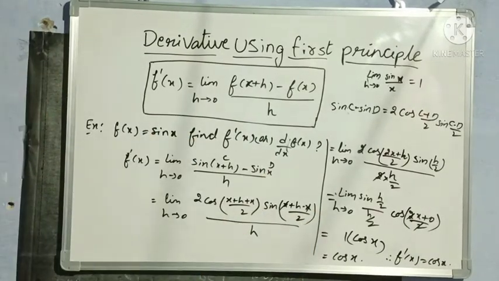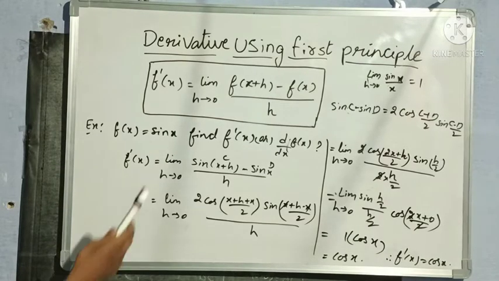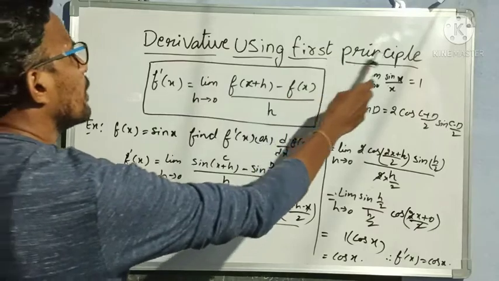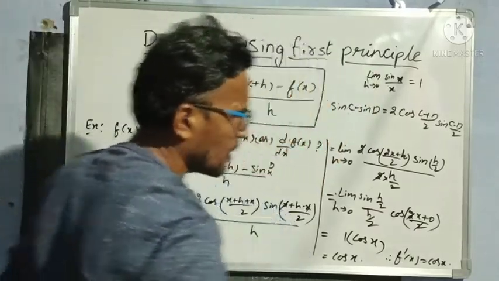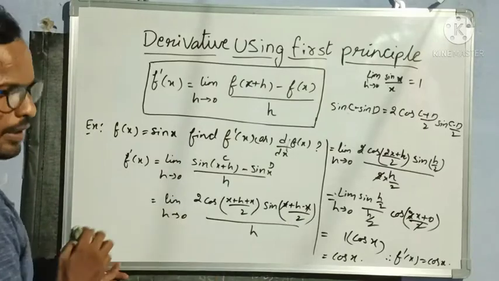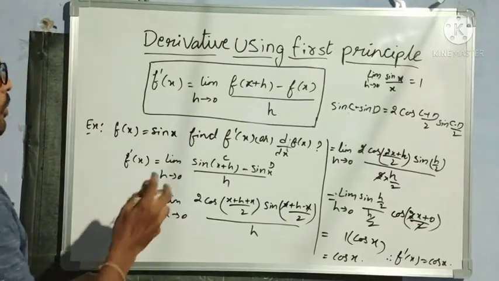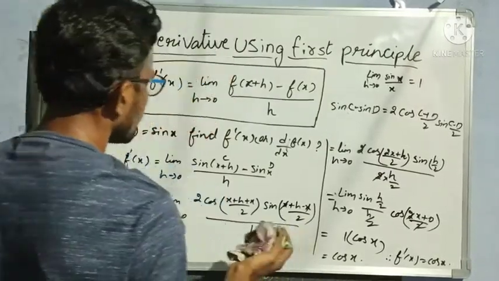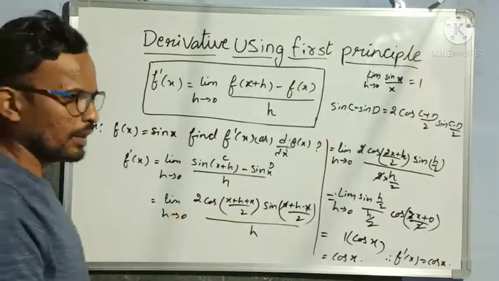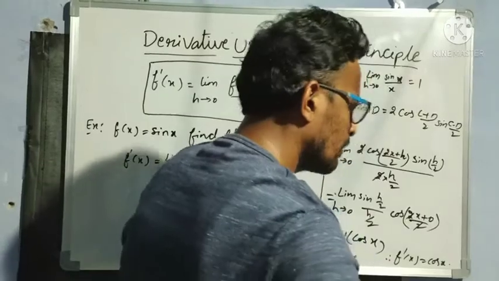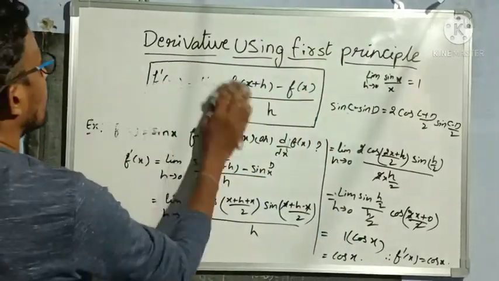Now everybody understood? So this is how we have to derive, I mean finding derivative using first principle for basic functions, that is cos x, sin x, etc. Understood? Now let us move to our next concept. I hope everybody understood derivative using first principle. Yes? Okay. So now our next concept.